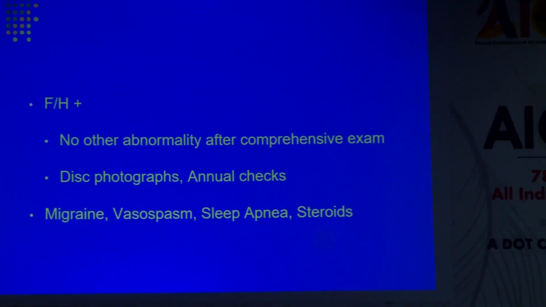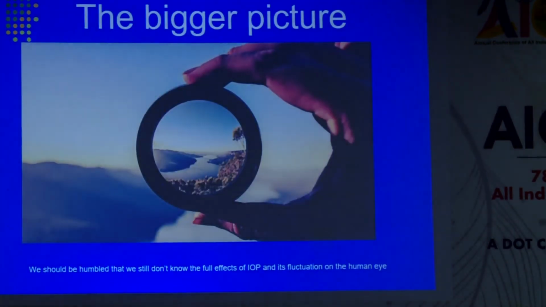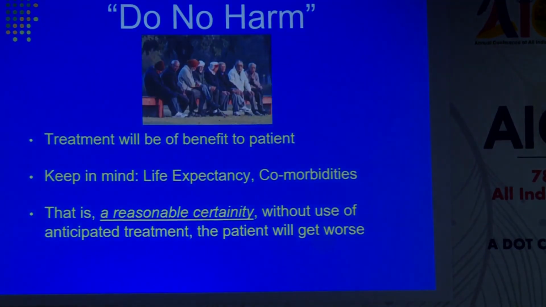The last thing is the risk factors. Look at the family history. If you have no other abnormality after a comprehensive examination, do disc photographs, have an annual check, look at other factors that Maya has discussed, look especially at the use of steroids. Now, we should be humble that we still don't know the full effects of intraocular pressure and its fluctuation on the human eye. Finally, do no harm.